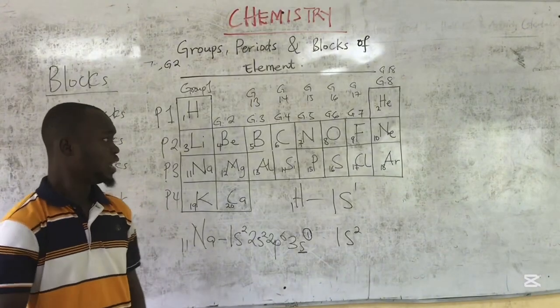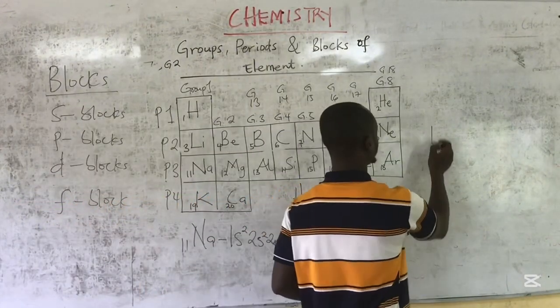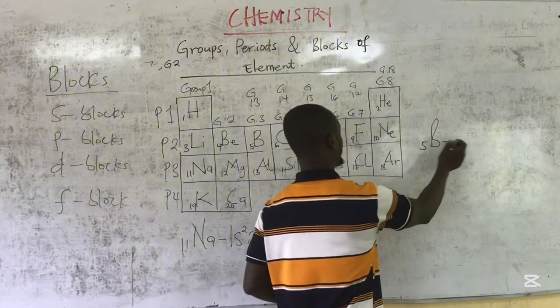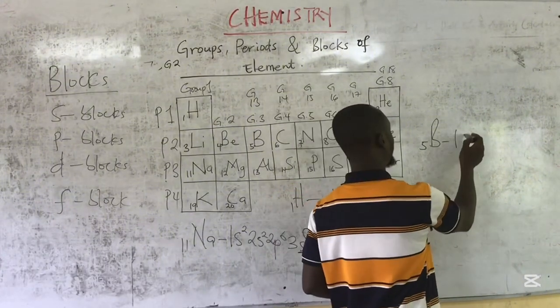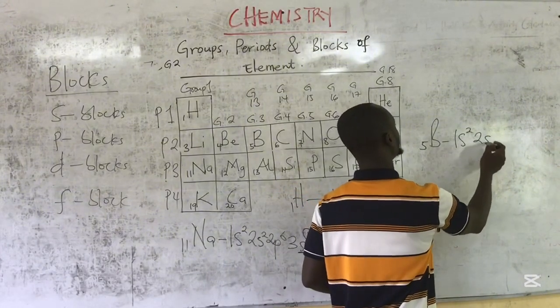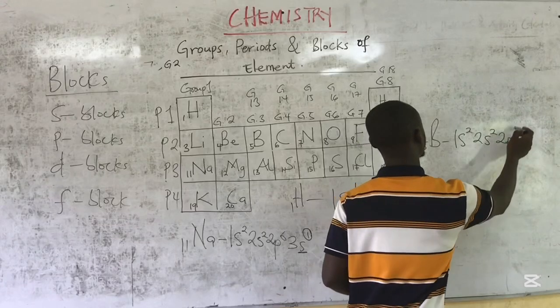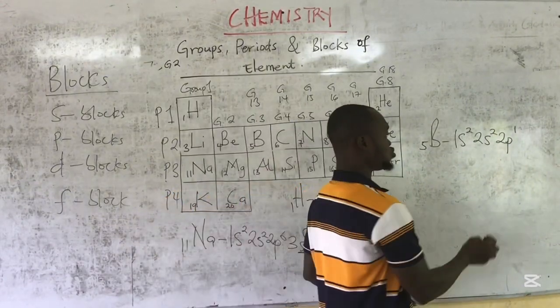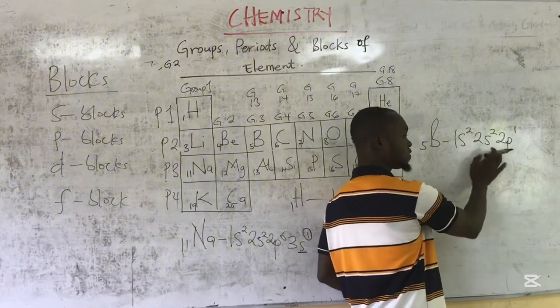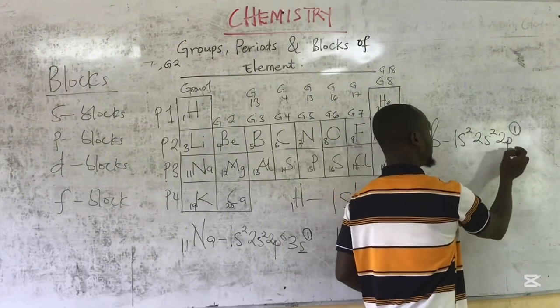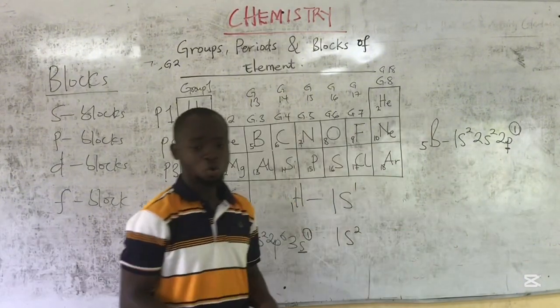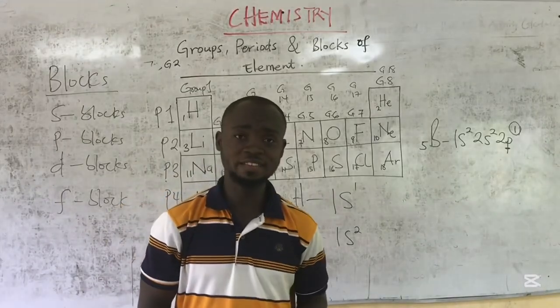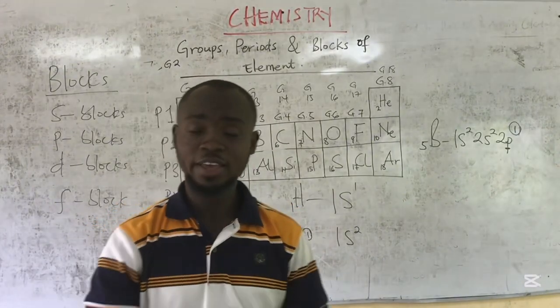Is that okay? Let's take boron. Boron is atomic number 5. Its configuration is 1s2, 2s2, 2p1. The last electron in the last shell of boron is present in the p orbital. So we say that boron is a p block element.